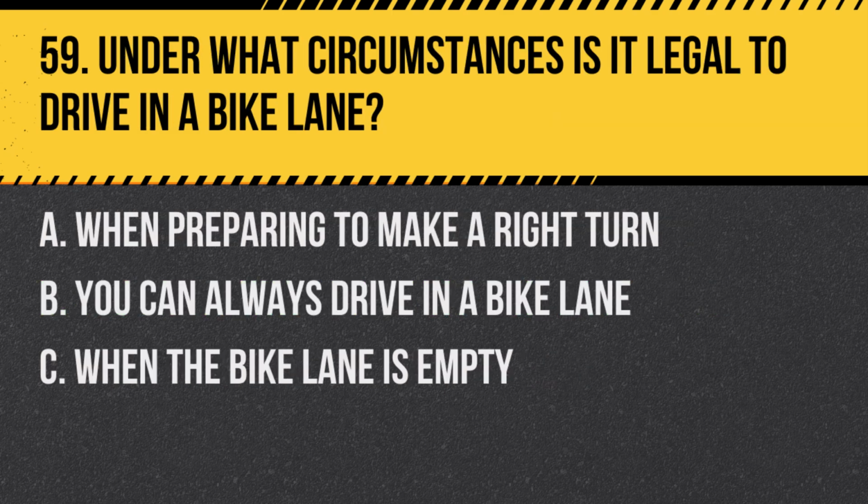Question 59. Under what circumstances is it legal to drive in a bike lane? A. When preparing to make a right turn. B. You can always drive in a bike lane. C. When the bike lane is empty.